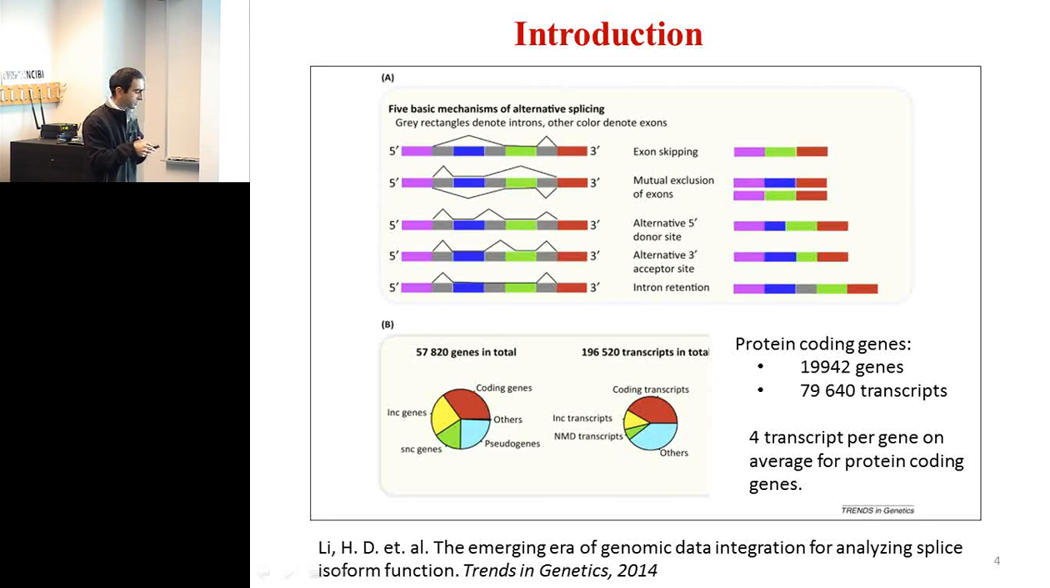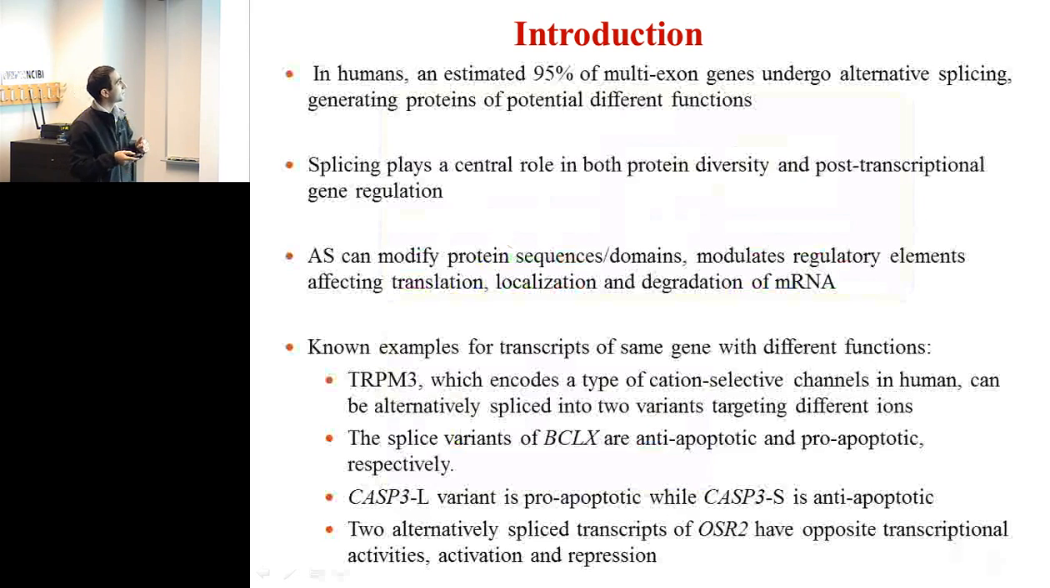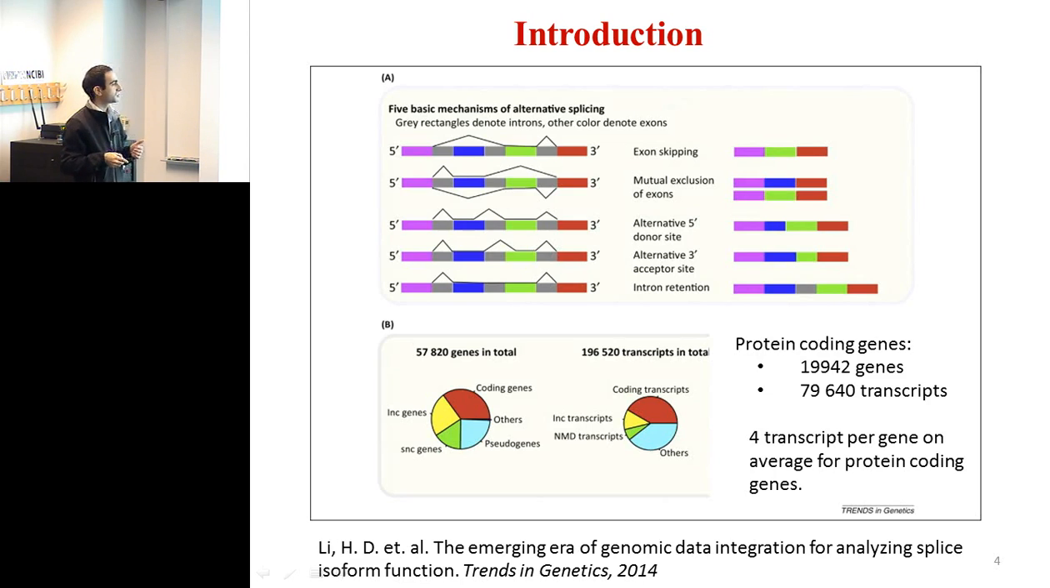If you look at the numbers in current annotation packages, this is from GenCode: there are around 57,000 genes and close to 200,000 transcripts from those genes. If you look at the protein coding genes, around 20,000 genes and 80,000 transcripts. So that means on average there are 4 transcripts per gene. So when you do your functional studies on the gene level, you're missing out on another level of resolution. It's estimated that 95% of multi-exon genes undergo alternative splicing. These numbers are not the complete numbers, so there are a lot more transcripts to be discovered.